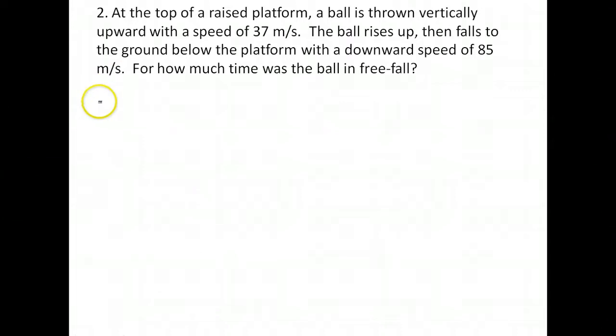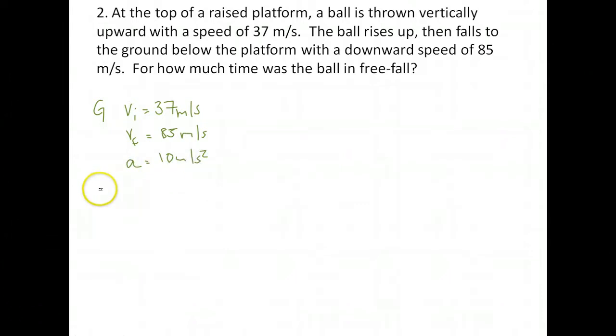So let's start out here with our GUESS method. Our givens for this equation are our initial velocity, which is 37 meters per second, and our final velocity, which is 85 meters per second. We also show you on the side of the worksheet that the acceleration due to gravity is 10 meters per second squared. The equation is asking us to solve for the time, so time is our unknown.